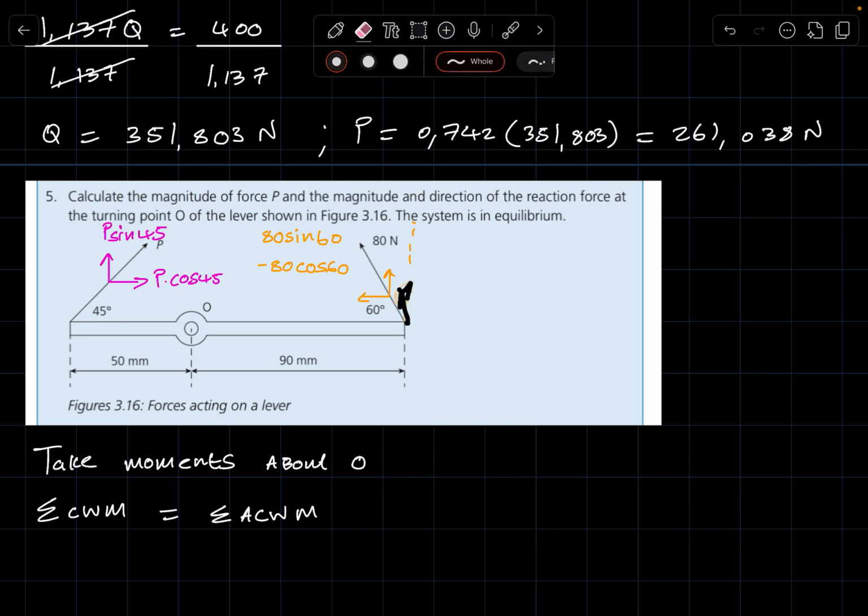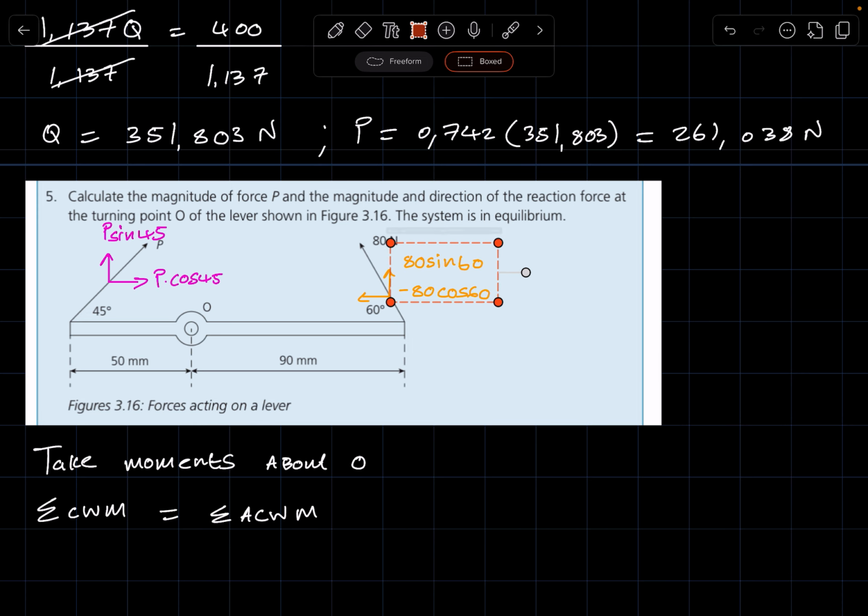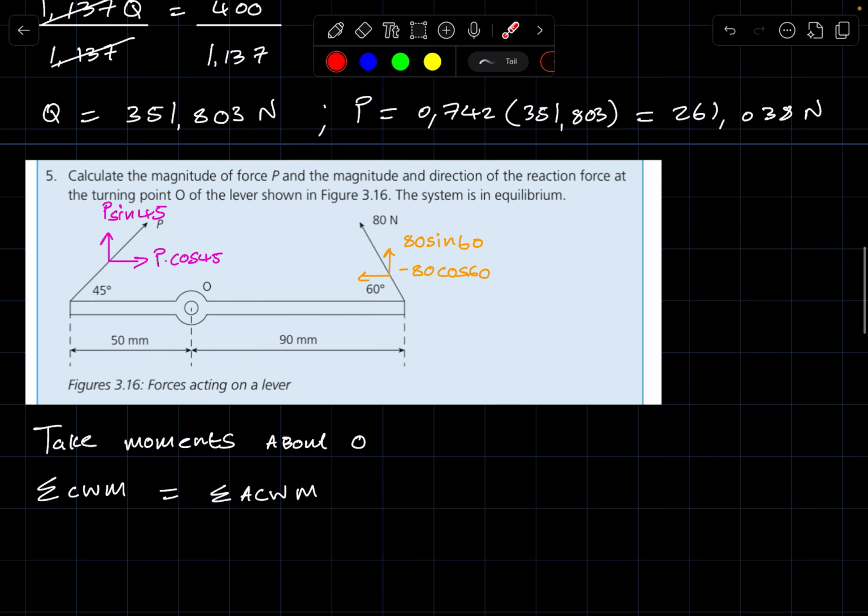So that is what I mean by I cannot express how important it is to always reference your angles, or make use of the angles that are referenced from the x-axis. So we've resolved these two components. Now we'll be able to apply conditions of equilibrium.